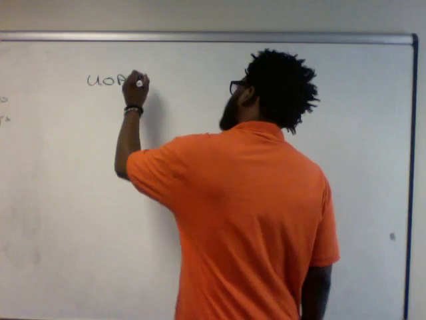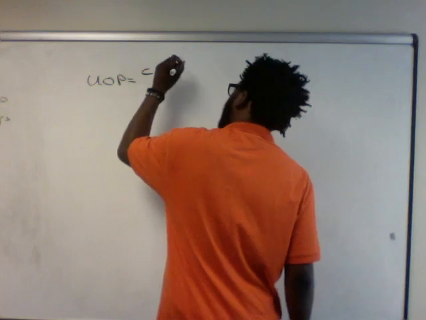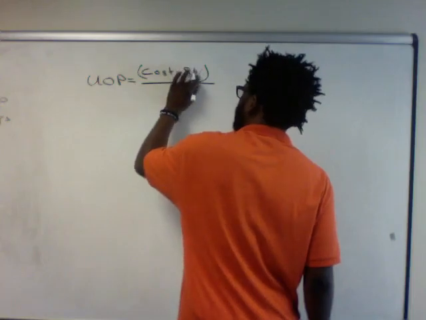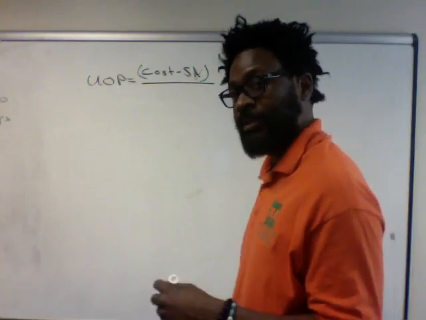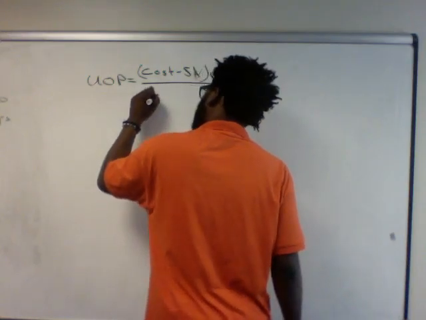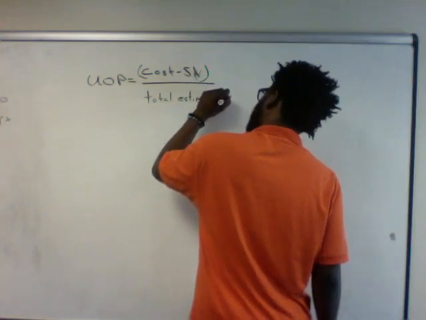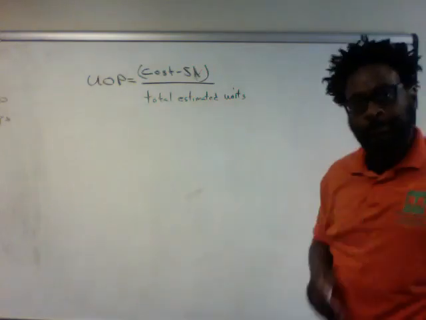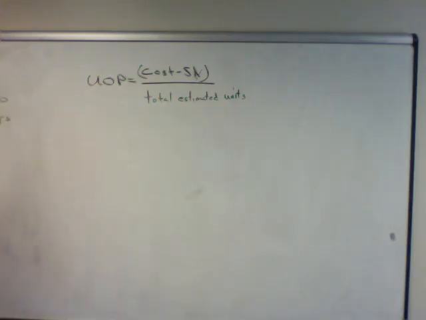The units of production formula has the same numerator calculation, which is your cost minus your salvage value, right? That's depreciable cost. But the base is different. Instead of it being number of years, it's total estimated units. And so that's our formula for units of production.